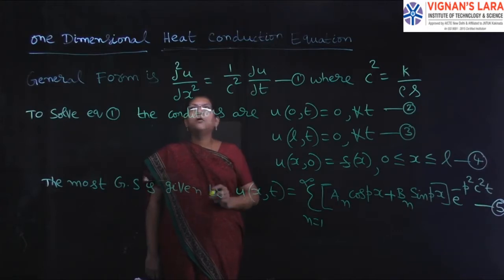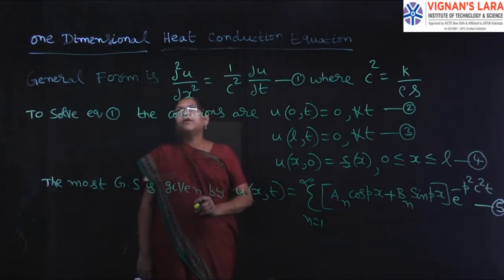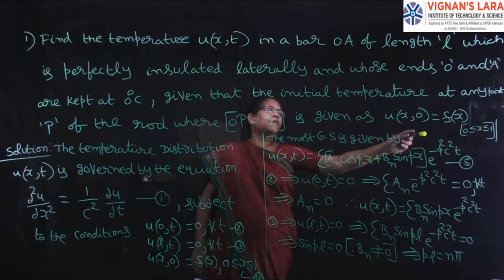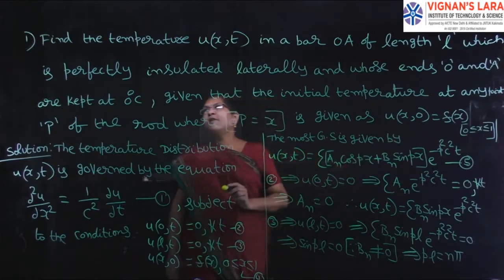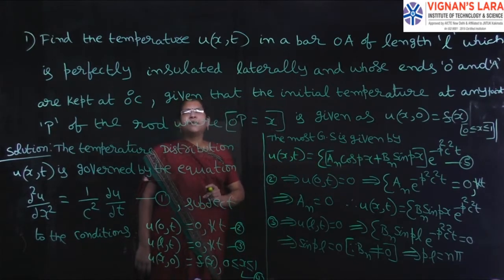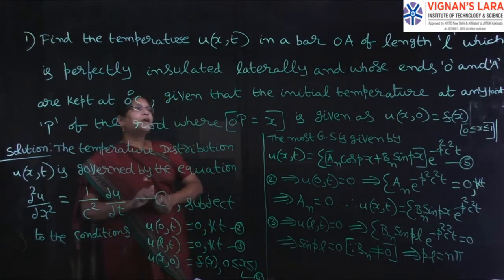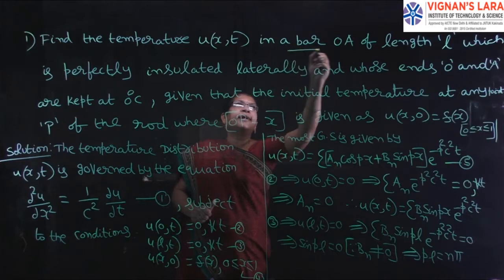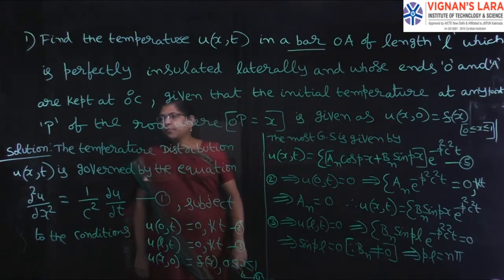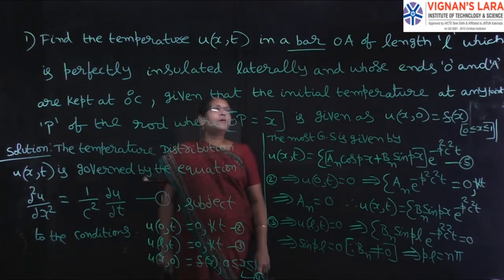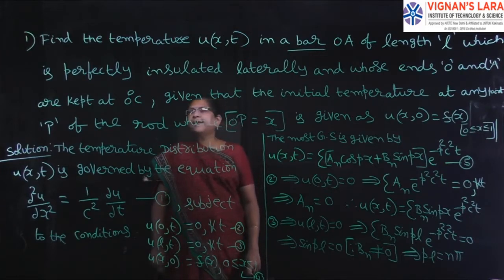Now, we will solve a problem using the one-dimensional heat conduction equation, where 0 ≤ x ≤ 1. Once you see the problem, you have to identify that this problem will come under the heat equation. How can you identify? If there is a bar, you can identify that it will come under the heat equation. From the given problem, what is the general form of the heat equation?